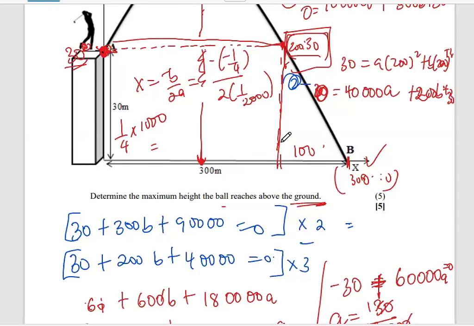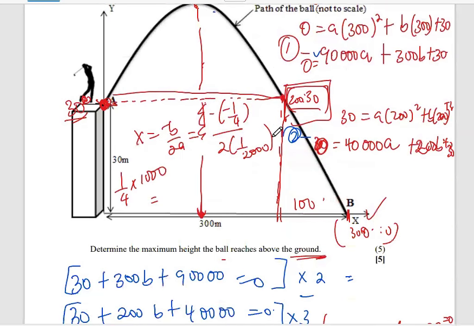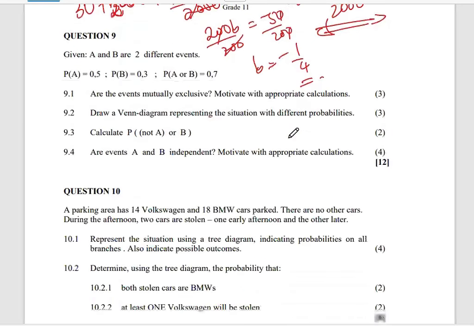Okay, so alternatively, if that is too long, we could look at half of this 200, and then it becomes 100 here. And then if x is 100, we just do the substitution back into the equation, and then we come up with our answer straight away. Okay, so that is how we would have answered that.